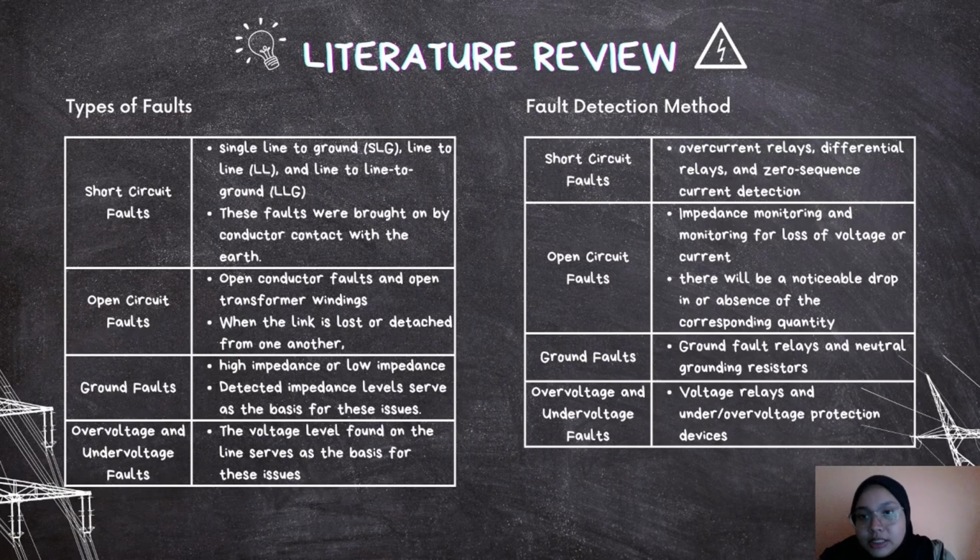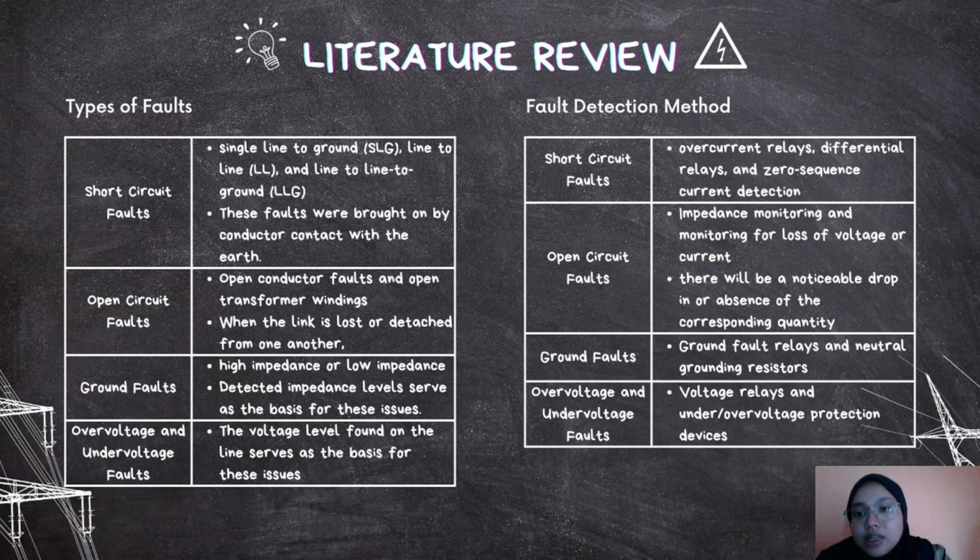So the fault detection methods can be categorized based on the type of fault that we gathered. For detection of short circuit fault, it can be detected using overcurrent relay, differential relay, and zero sequence current detection. For open circuit fault, it can be detected using impedance monitoring and monitoring for loss of voltage or current. Based on this monitoring, there will be a noticeable drop in or absence of the corresponding quantity.